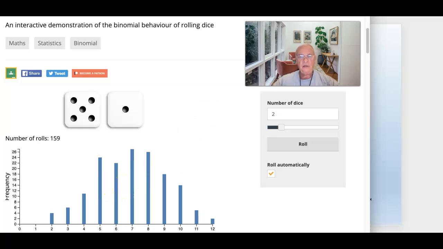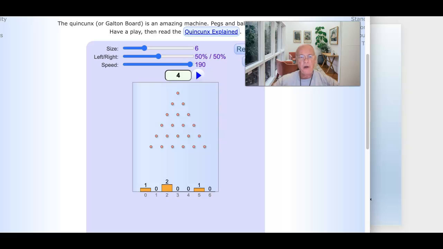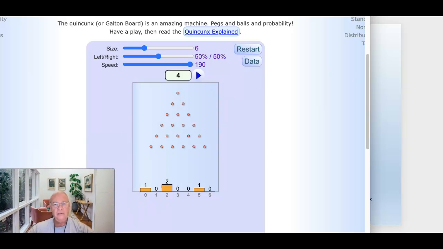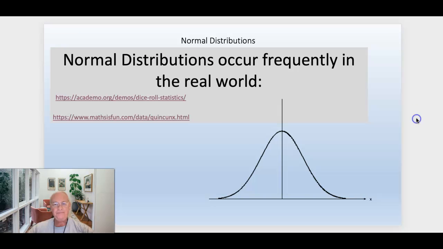The other one we're going to start is this Gauntlet board, it's called. I'm just going to get it started. Again, it's dropping balls to one side or the other, and they fall down here into one of these slots, 0 through 6. You might have seen this on The Price is Right or some game show. We'll come back to it here.